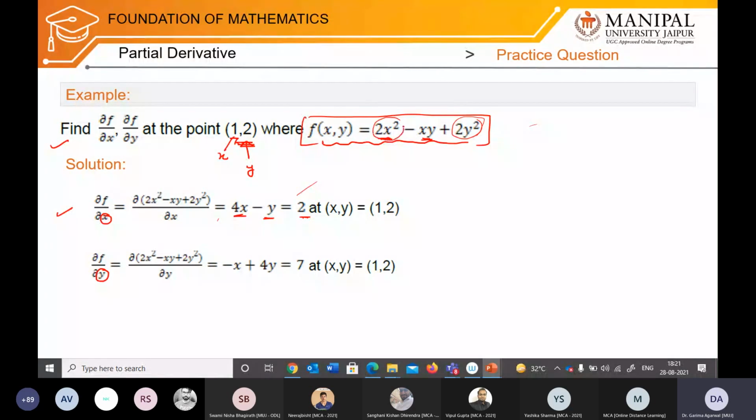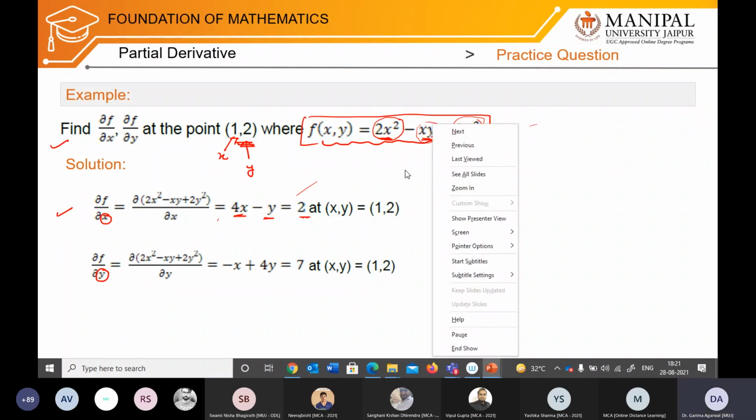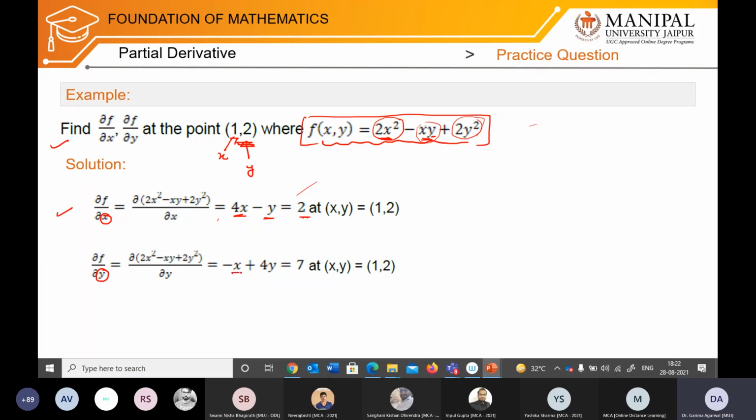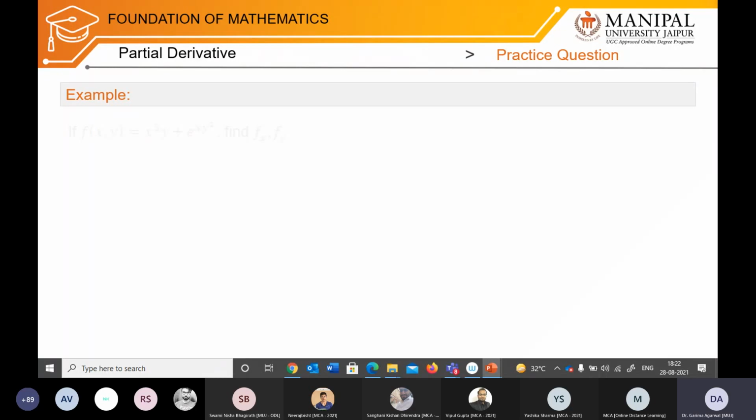Now if we partially differentiate with respect to y, that means x will be treated as constant. So differentiation of 2x square is 0 because x is constant. Differentiation of xy with respect to y: differentiation of y is 1, and x will be unchanged because x is constant here. And then differentiation of 2y square is 4y. Now if we apply the values of x and y, that is 1 and 2, we'll get the partial derivative with respect to y at the point (1, 2).